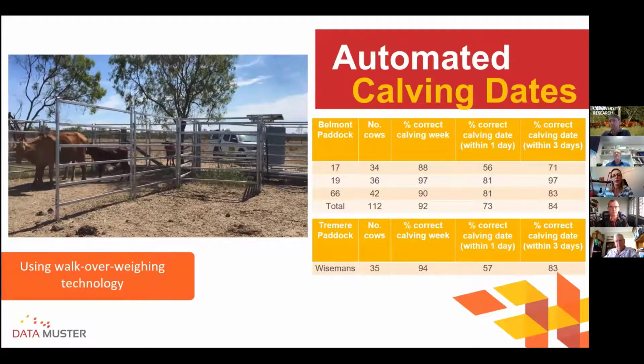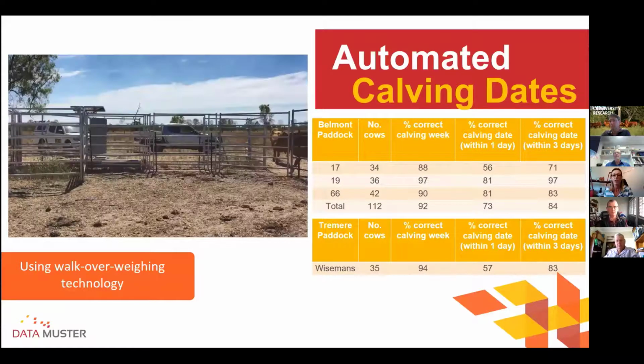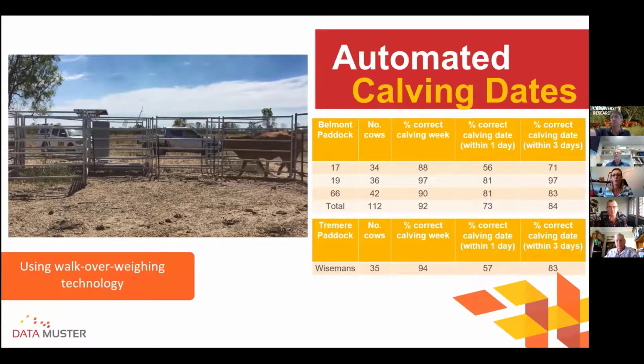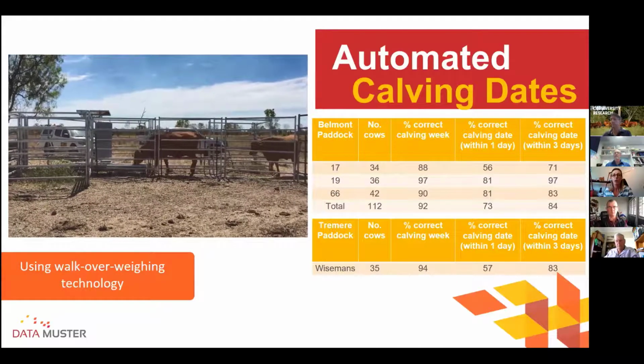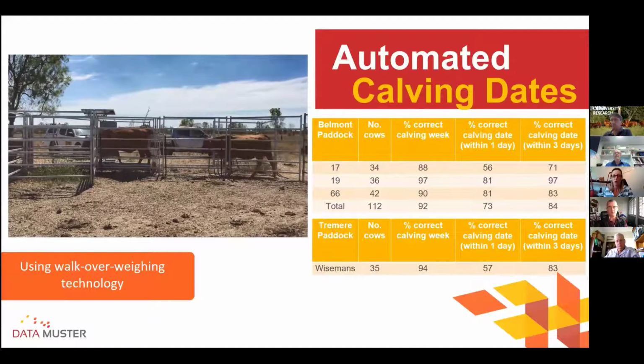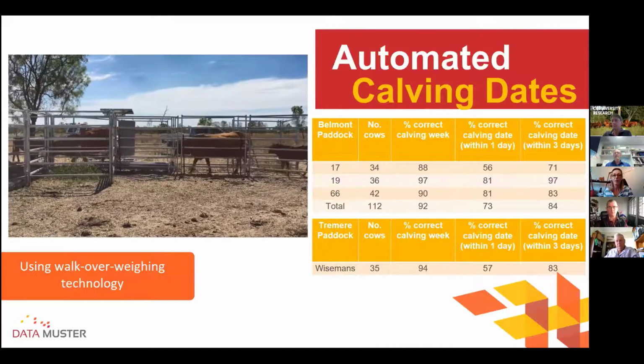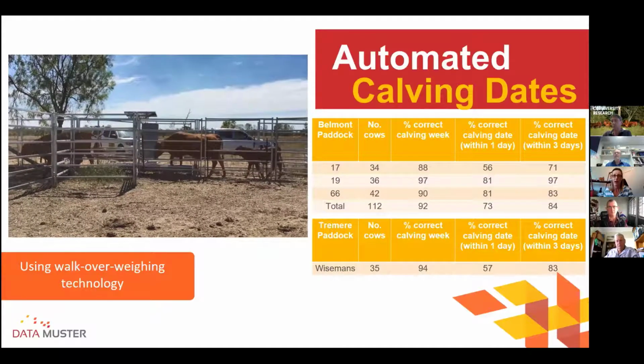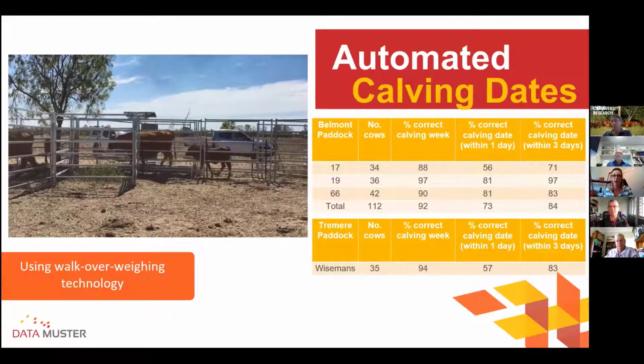So this year we had a crack at commercial application using a larger herd at Swin's property, Tremere. There were 291 cows in the walkover weighing paddocks, and unfortunately we were only able to obtain a calving date for 35 of the cows.